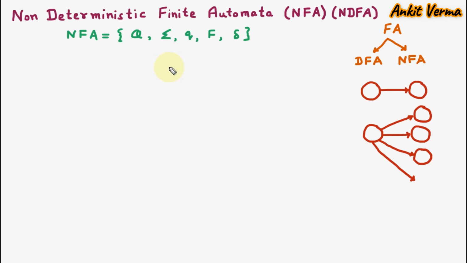Hello everyone, my name is Ankit Verma and today we are learning non-deterministic finite automata. It is also called NFA or NDFA. Here we have the finite automata, which means we are having the finite set of states. And finite automata is divided into two parts. The first one is DFA, which means deterministic finite automata.